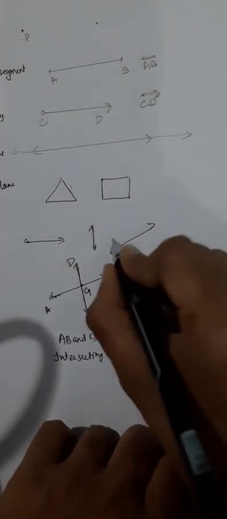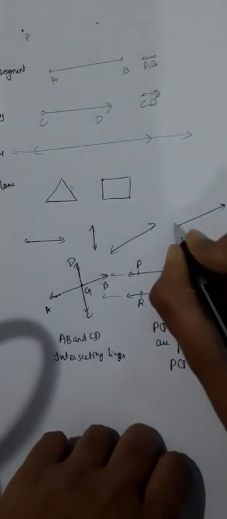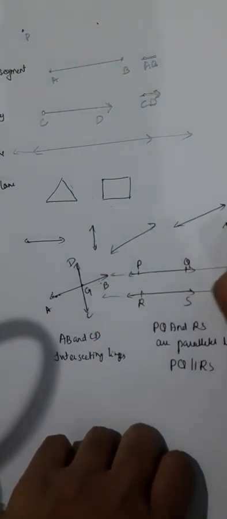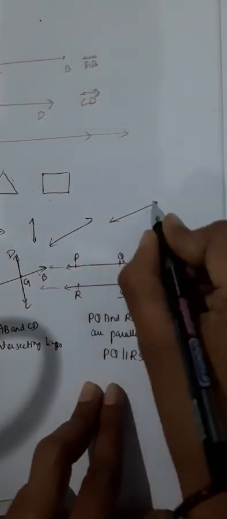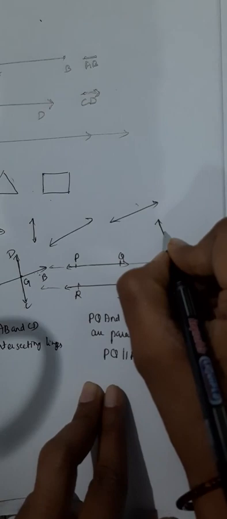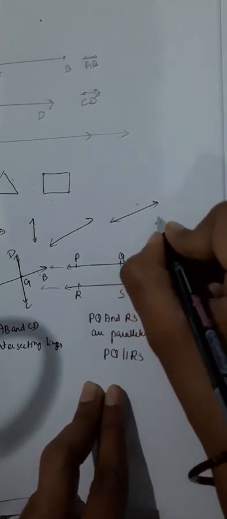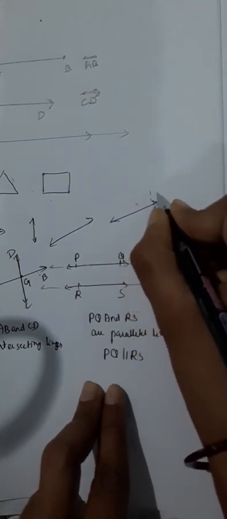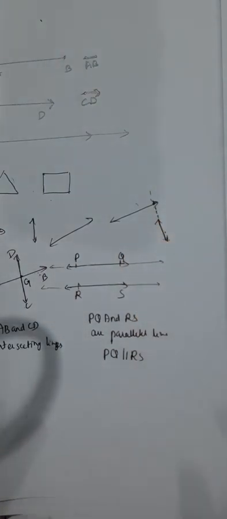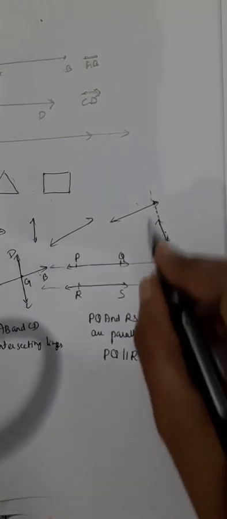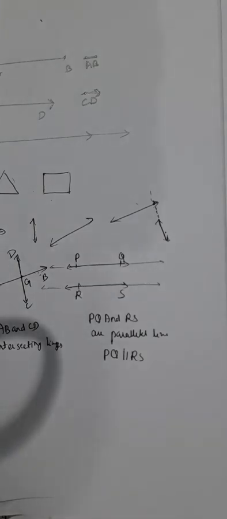Suppose two lines are there. Consider this one line and this one. Can you say these two lines are intersecting? Yes, they are intersecting because line has no end point. If you extend it, they meet here. Okay. When two lines on extending meet at a point, they are called intersecting lines.